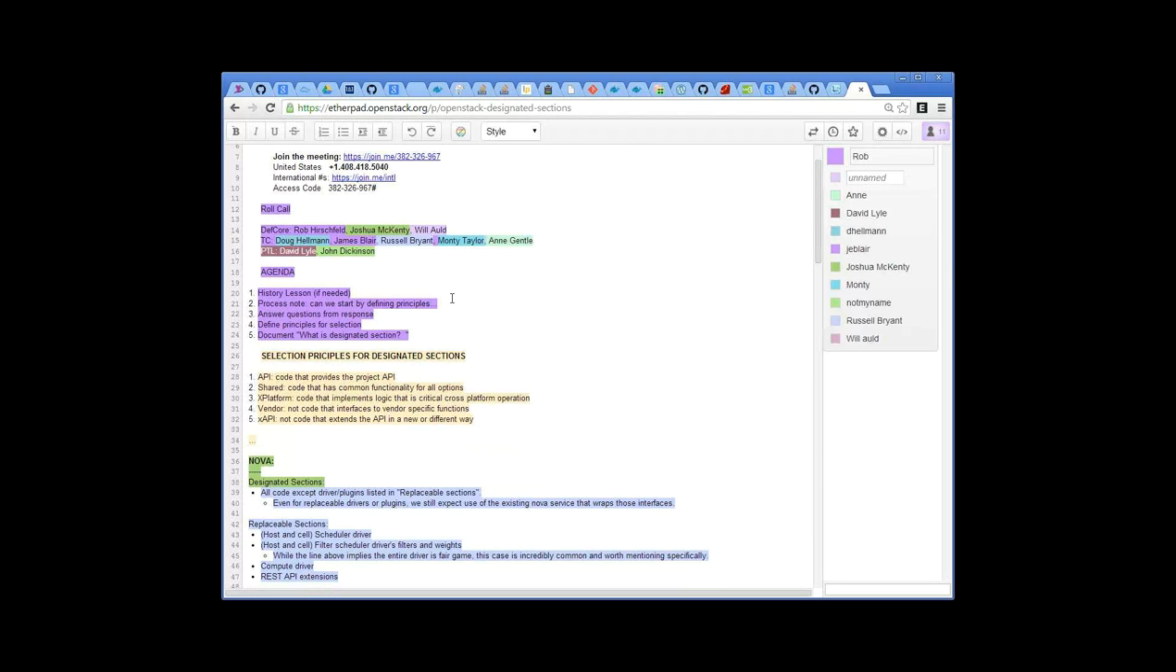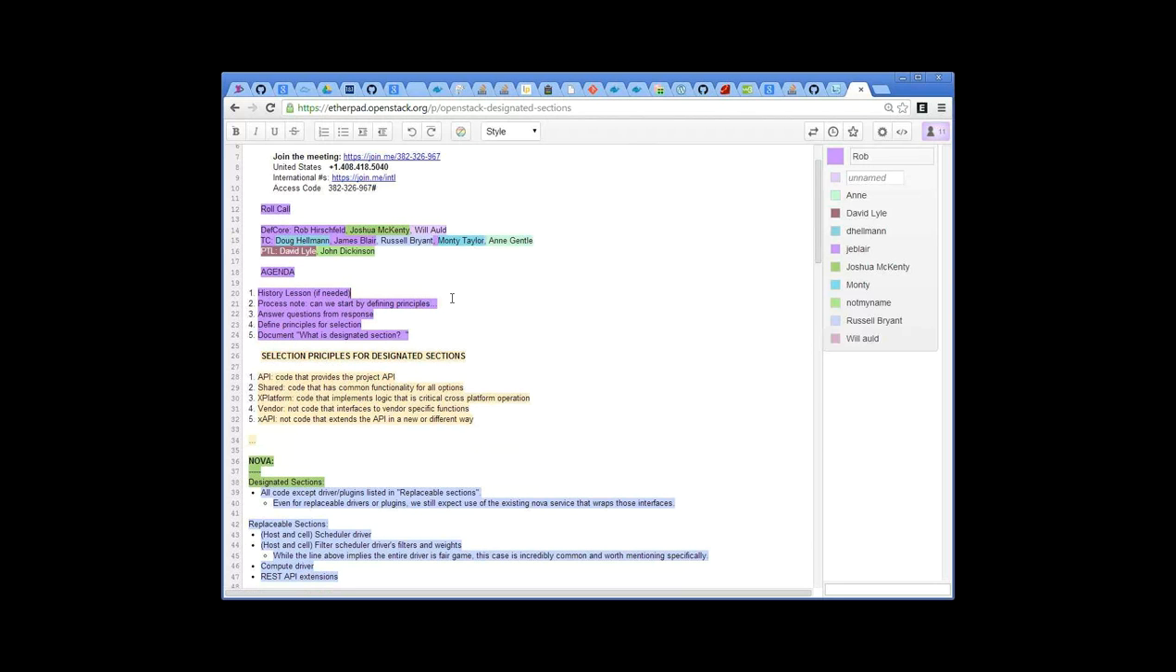So from an agenda perspective, what we want to do is offer a history lesson if people need it. That would probably take 5 or 10 minutes. Then talk about process to make sure that we actually do things in the right order. We've heard several times specifically that we want to answer the questions that were in the TC's response to designated sections the first time. Those are still lingering, so I want to, if nothing else, exit this meeting with that.